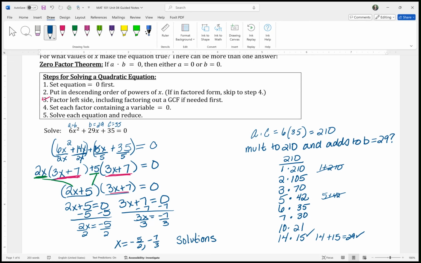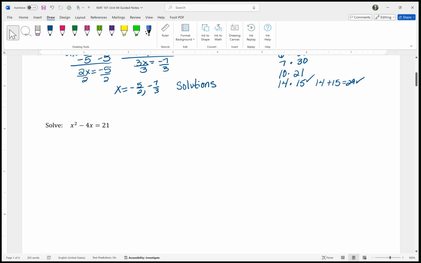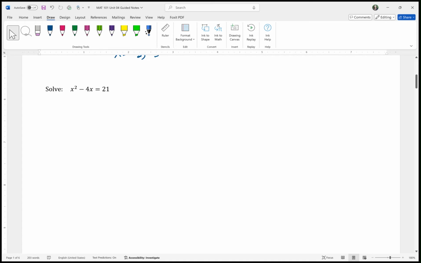Let's try one more. This one was fairly simple in the terms of we have both positive signs, but let's try one where it's not both positive, okay? So our next problem is x squared minus 4x equals 21.